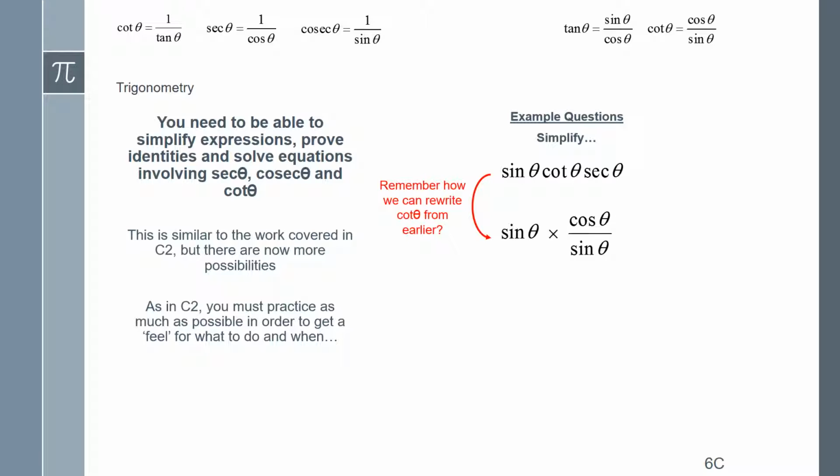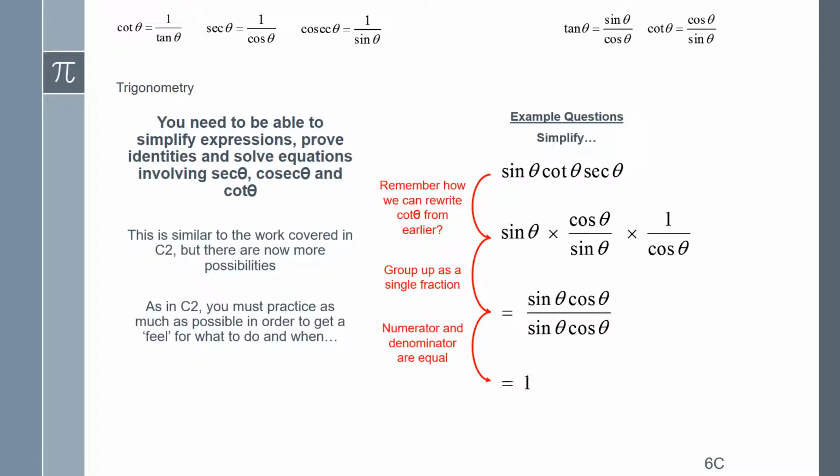Sec theta, well, sec is 1 over cos theta, so now things happen. If we group it as a single fraction, we have sine theta cos theta over sine theta cos theta, and it's cancelling Armageddon. It's 1.